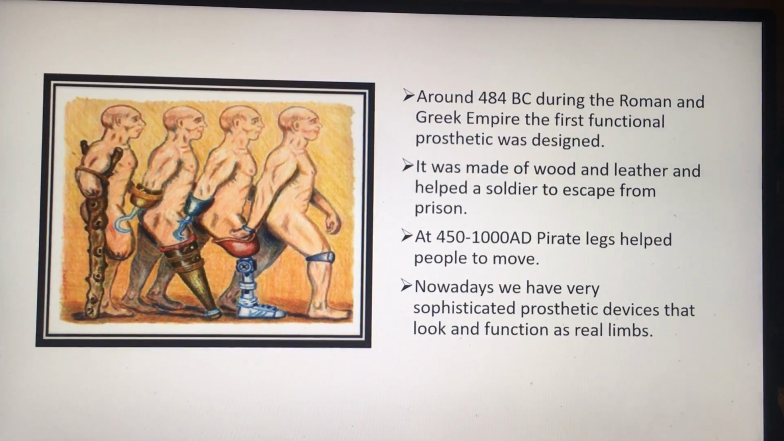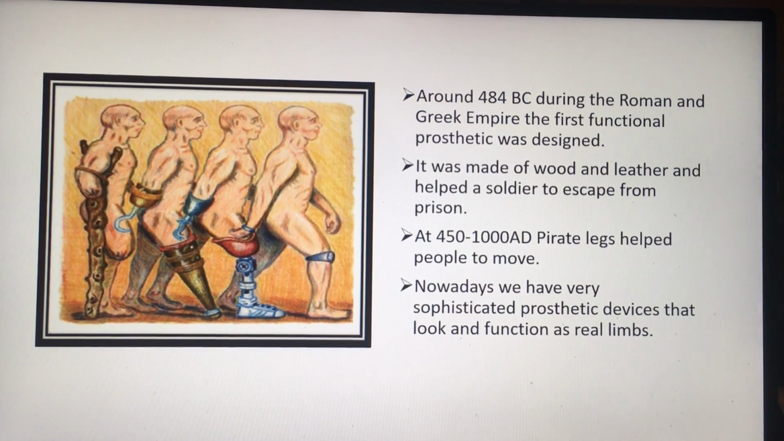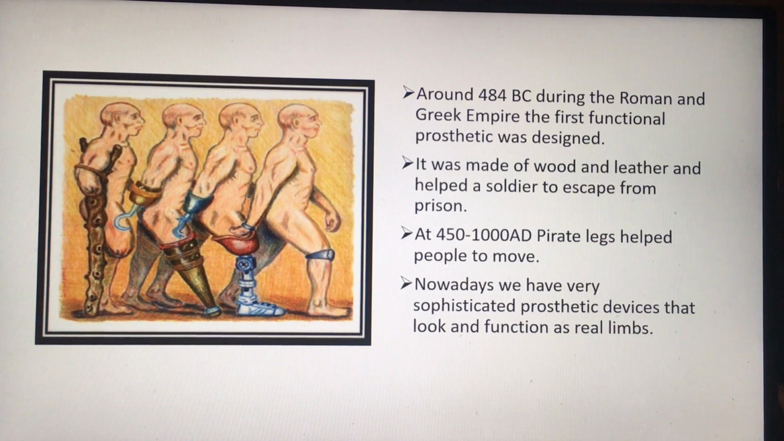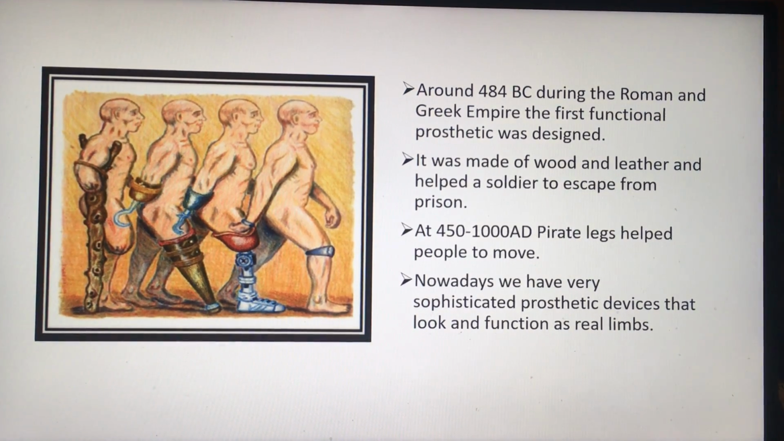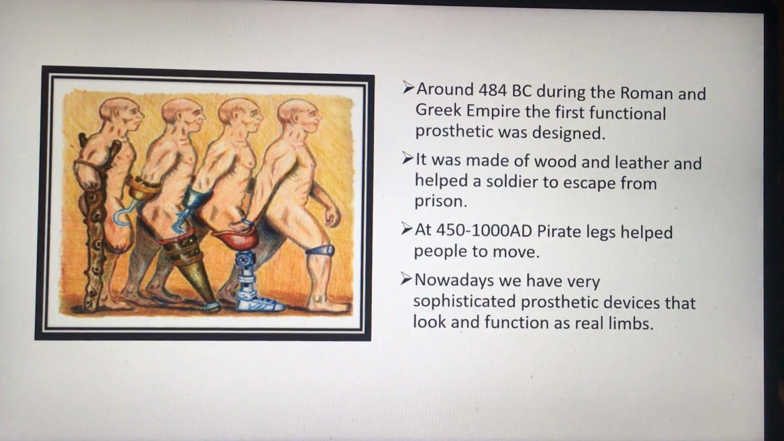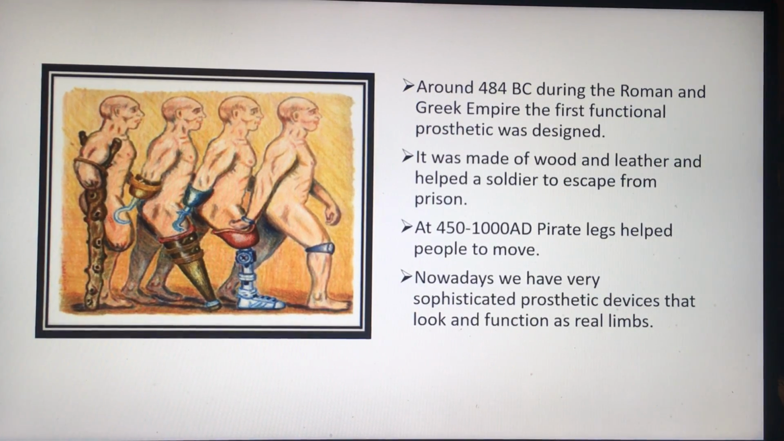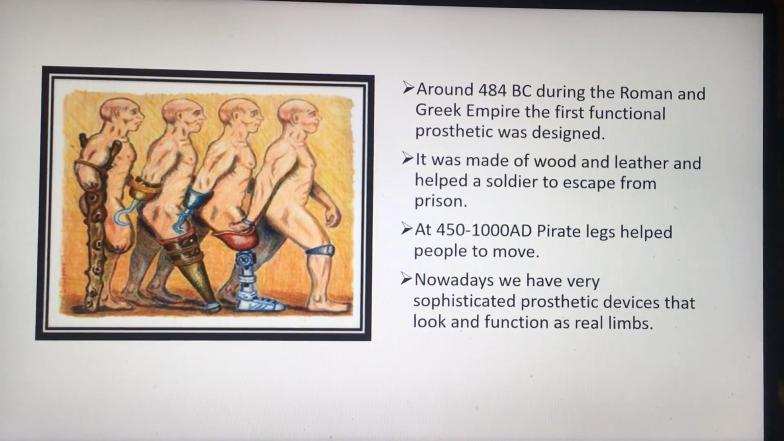Around the Roman and Greek Empire, prosthetics were used for movement. They were functional and made with wood and leather. A Greek historian stated in his book that a soldier was able to escape prison just because of these prosthetics. Because of their functionality, people at that time started to use pirate legs. But nowadays, with the advancements in technology, prosthetic devices look and function like real limbs.